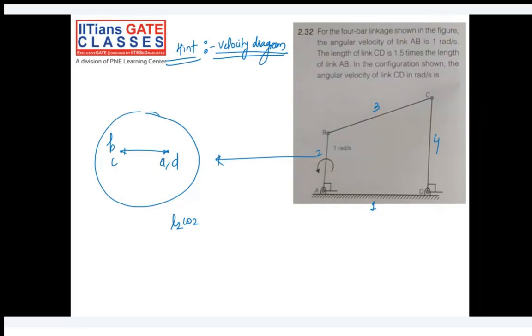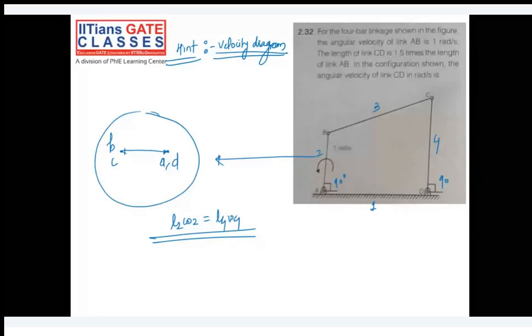Okay, so they are perpendicular, they have given here, if you see, and that is equal to L4 omega 4. So this is the hint. Whenever you have two opposite links parallel, you can directly write L2 omega 2 is equal to L4 omega 4. This time I have drawn the velocity diagram, but now there is no need to draw it again, and it will save your time.